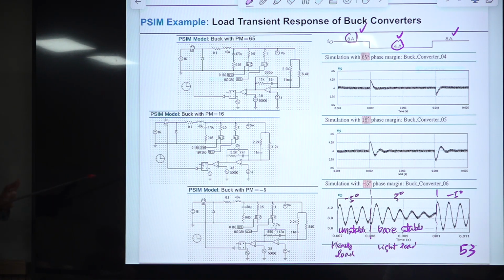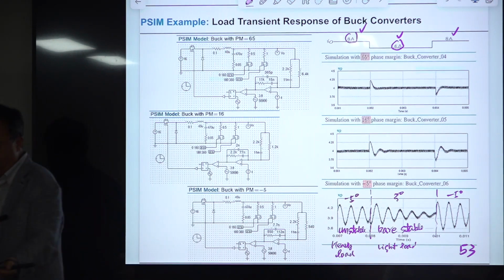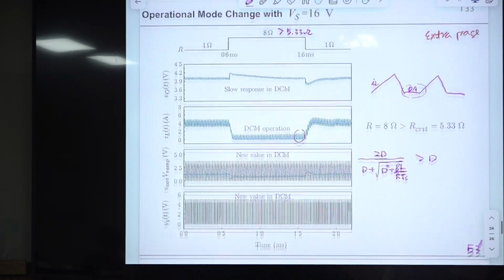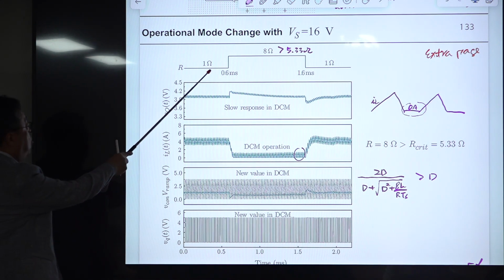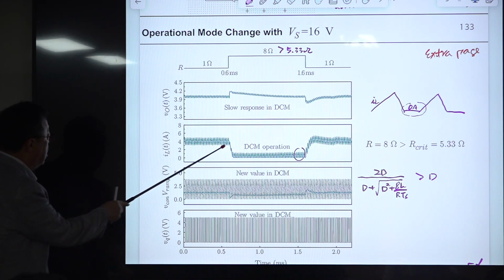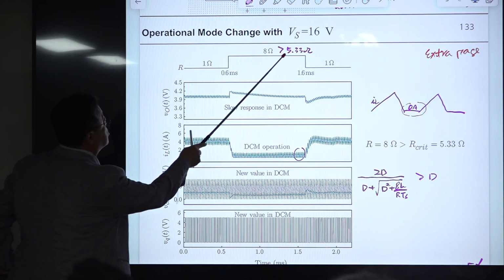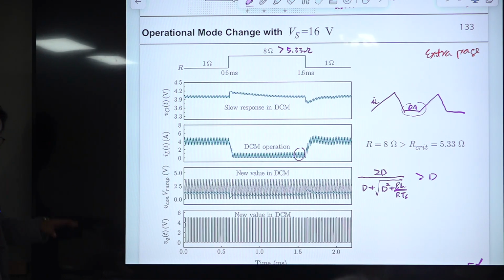But if you have enough phase margin, it won't happen here. It will always remain stable. Let me finish up this. This is the step load response. Now this is 1 ohm, so this 4 volt and 4M average value, and this increased to 8 ohm, which is much larger than the critical value.